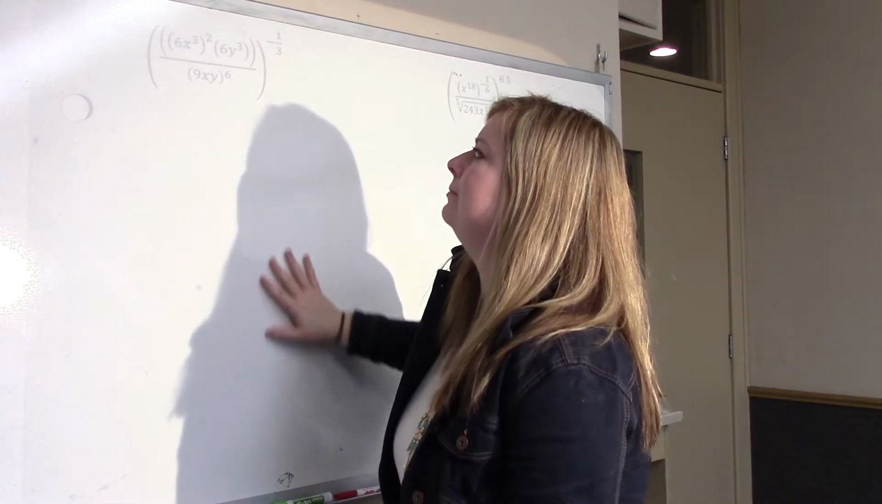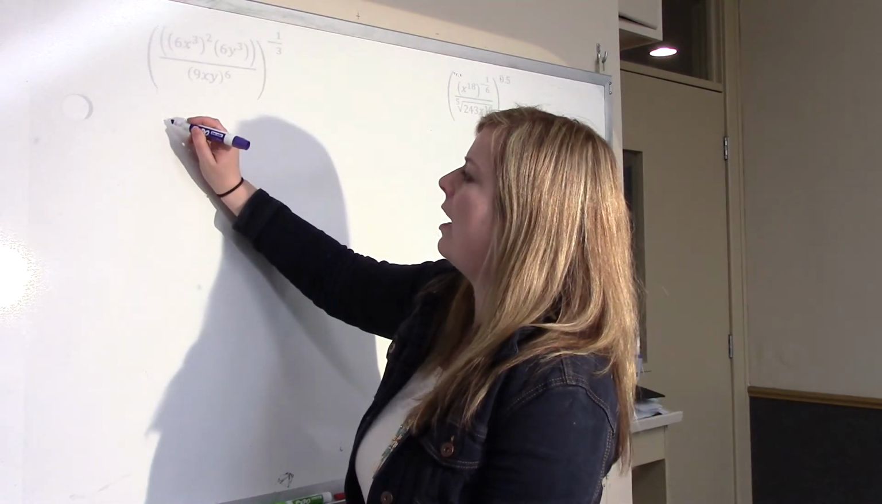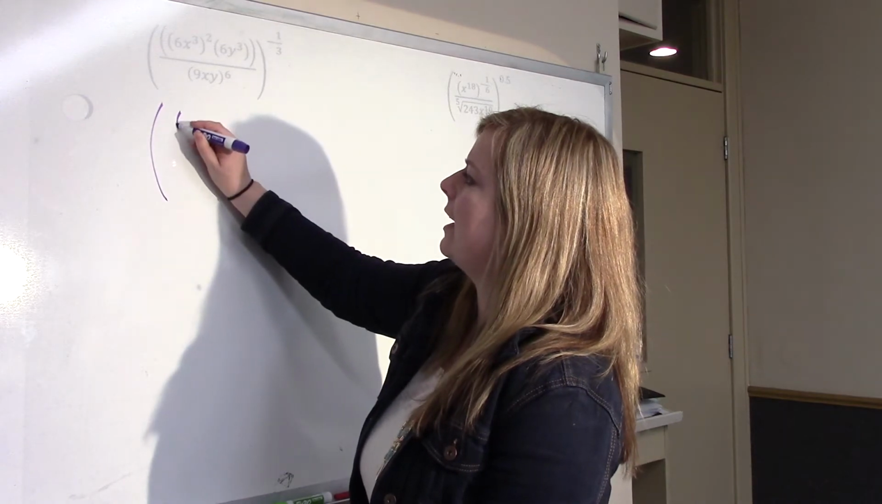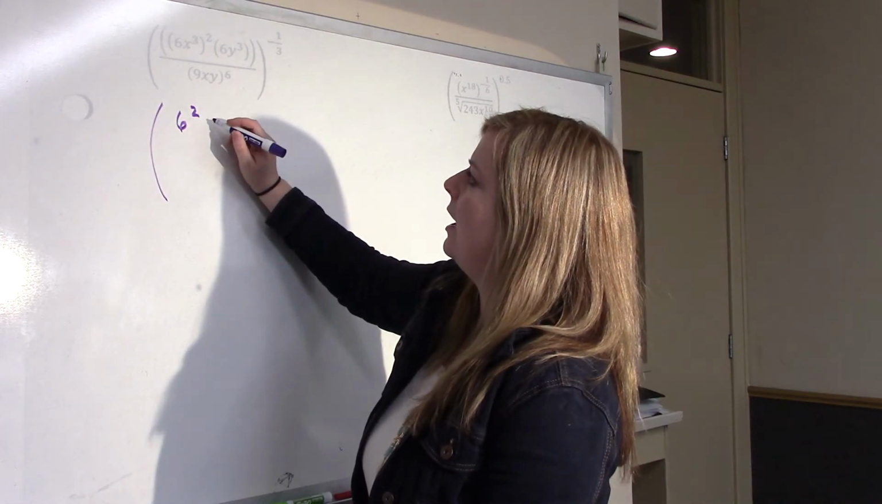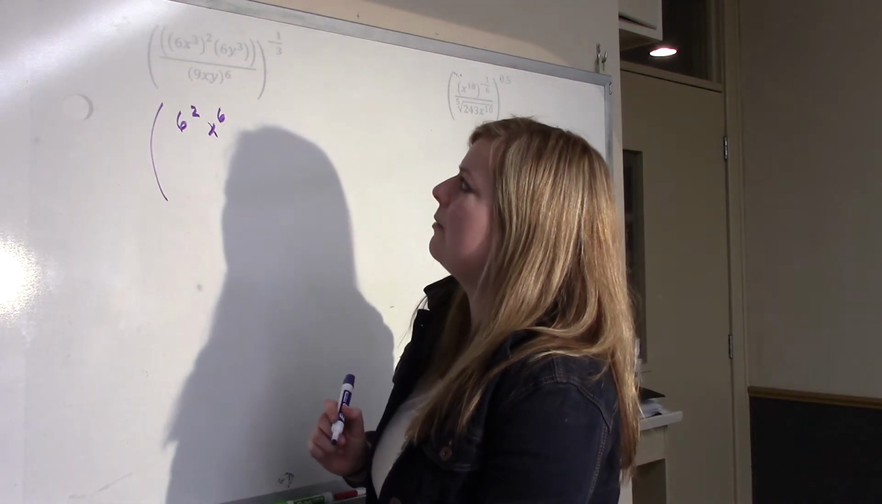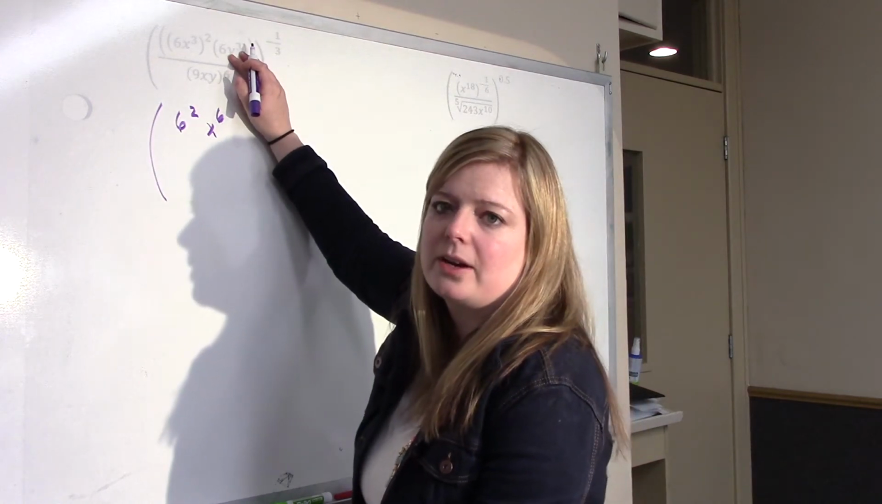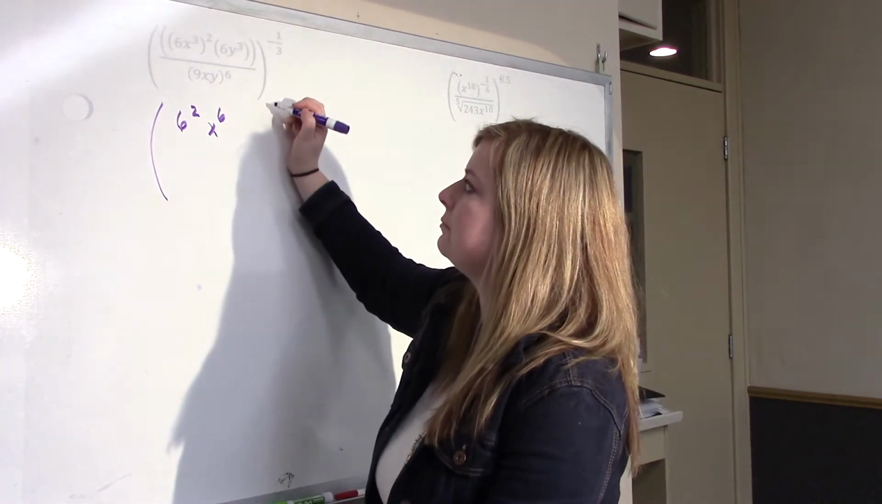All right, so 6x cubed quantity squared, all squared, that's 6 squared x to the power 6. So you might say, why didn't you just write 36? Well, I didn't because this 6 is still here and I want to combine the like bases later.